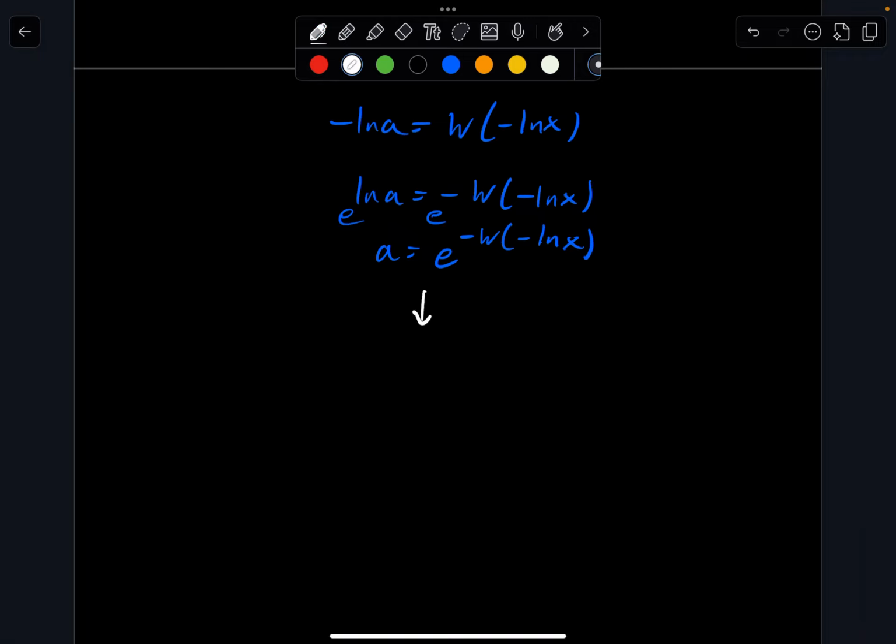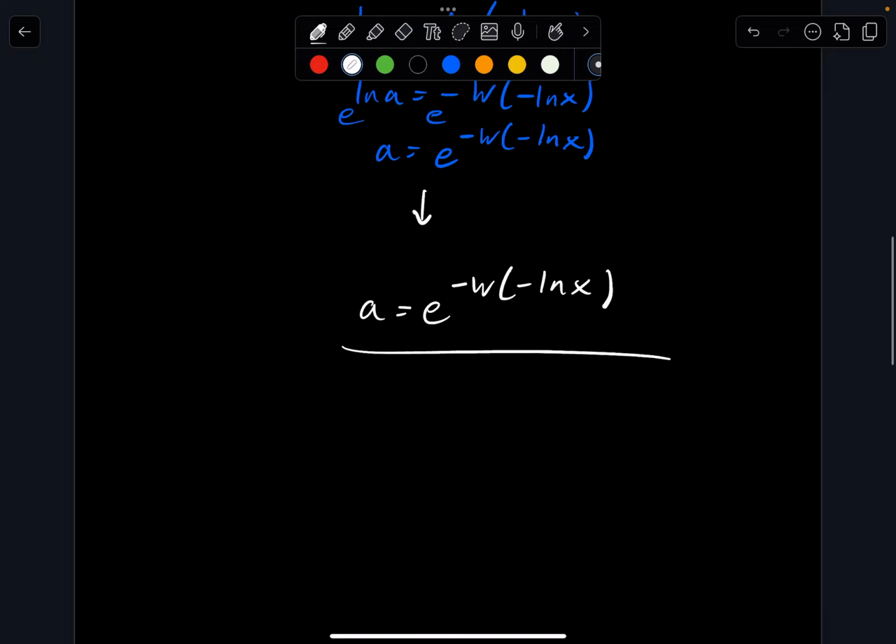That's our answer. We can rewrite, I'll just write this in white because it looks cleaner. Then we have e to the negative W of negative natural log of x. And that's the answer of x to the x to the x dot dot dot. What is this even equal to? That's what it's equal to.